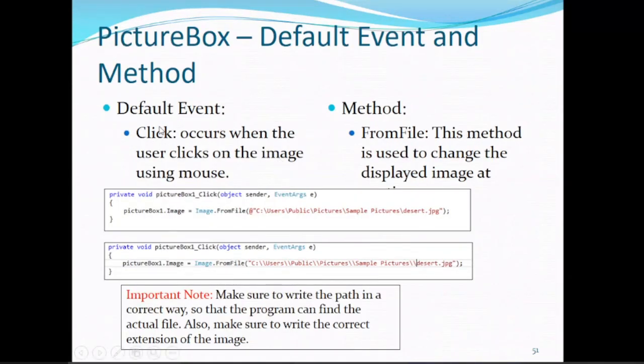So the default event is click, which occurs when the user clicks on the image with the help of the mouse. So make sure to write the path in a correct way. Whenever we have to select a picture, the path should be mentioned correctly so that the program can find the actual file.